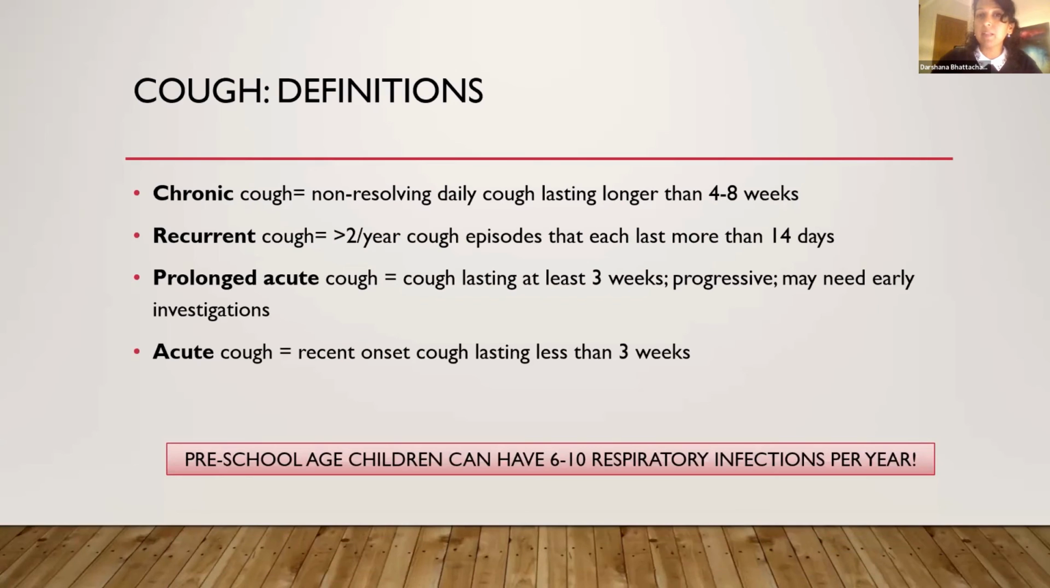But bearing in mind that preschool age children can have an average of 6 to 10 respiratory infections per year, particularly if they're in nursery and preschool. Again, we've seen a slight change in that number in the last year, 18 months with the pandemic. But certainly kids pick up a lot of respiratory infections normally, and that doesn't necessarily mean that they're immunocompromised or have any problems with their lungs.